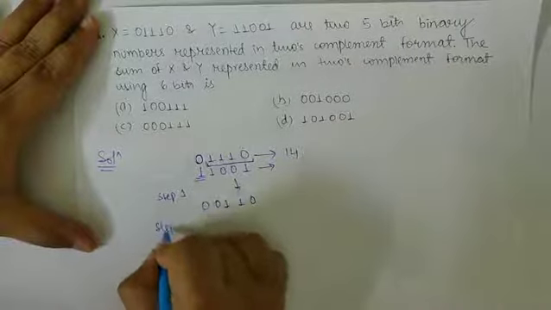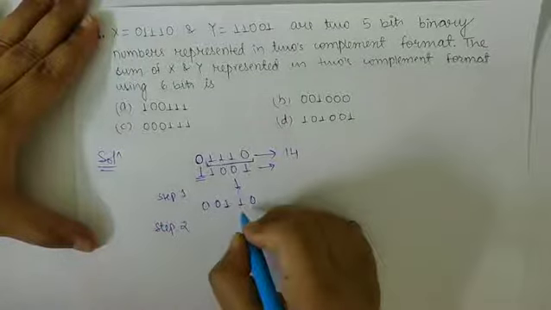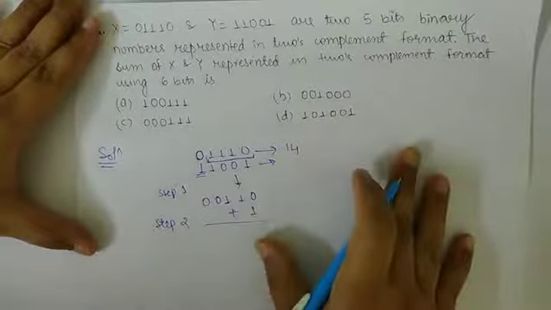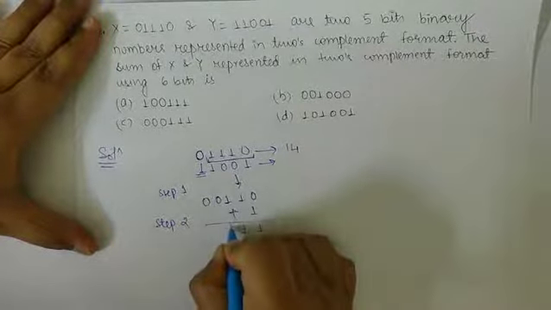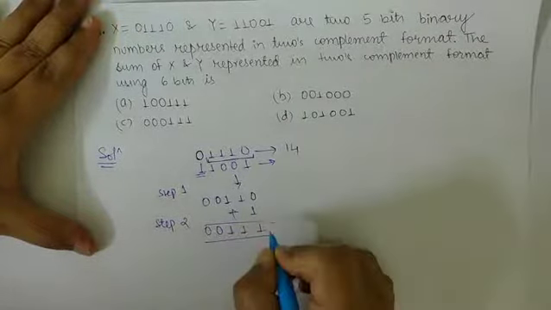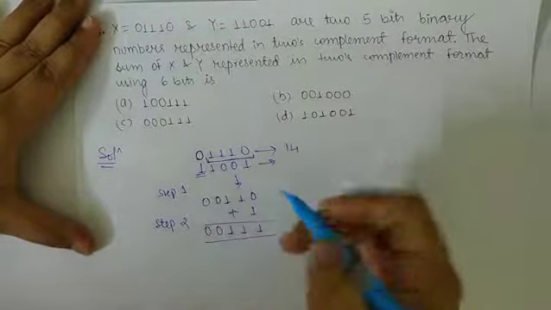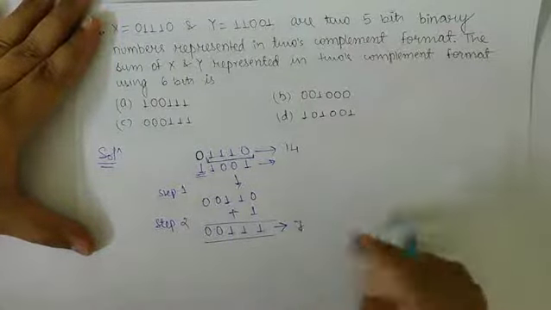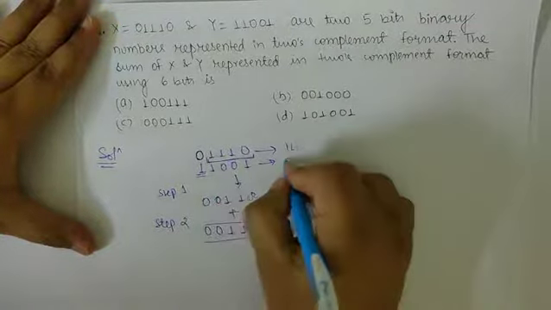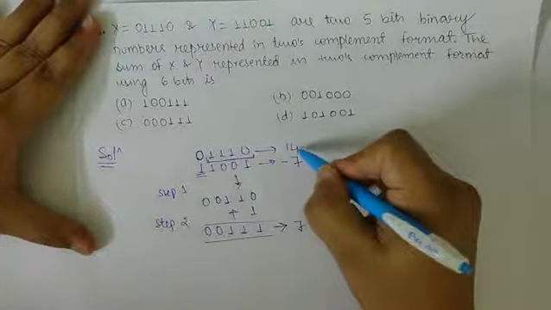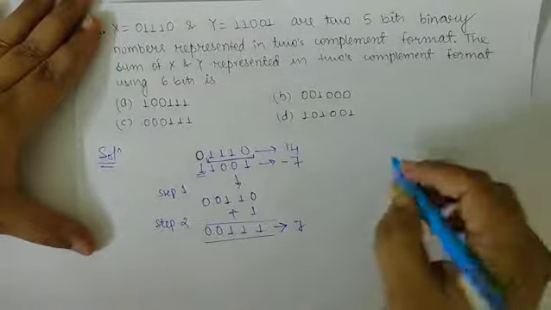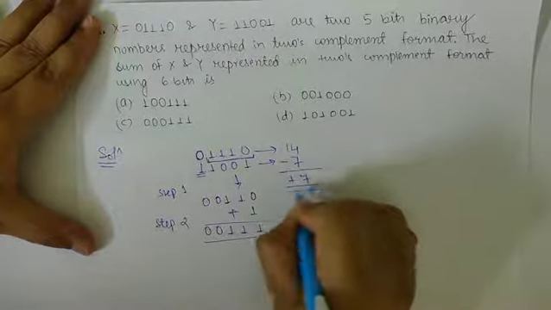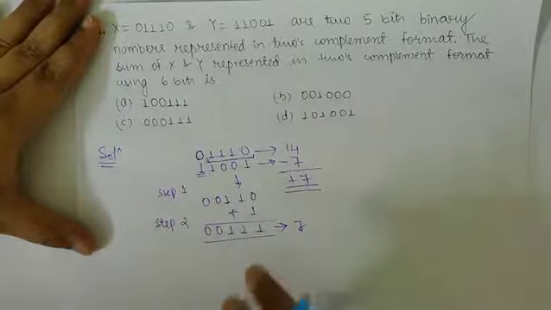And step 2, you add 1 to the above number. After adding, we get 1, 1, 1, 0, 0. Now this is the magnitude of this negative number. The magnitude is 4 plus 2 plus 1, which is 7. That means this is minus 7. So after adding plus 14 and minus 7, we get plus 7. So our answer is plus 7.